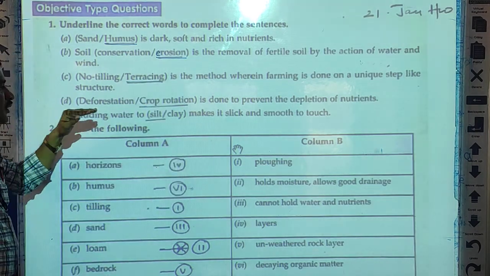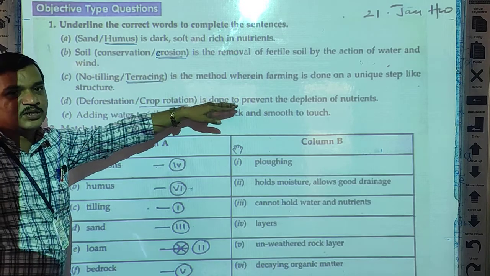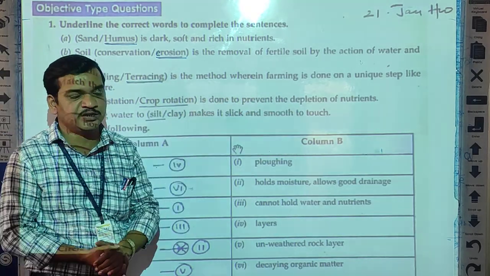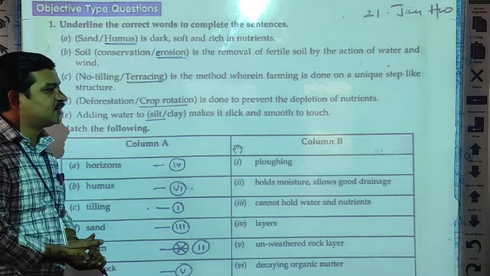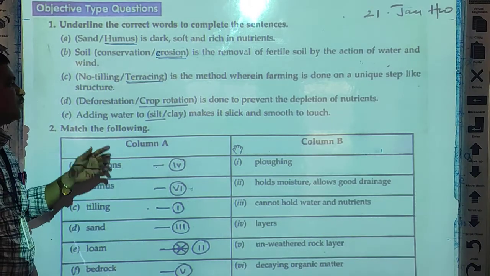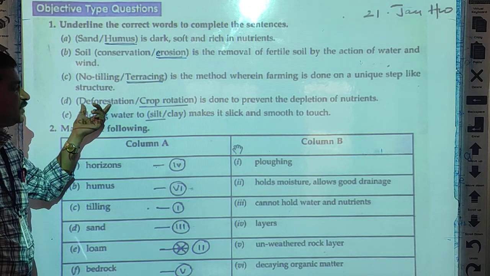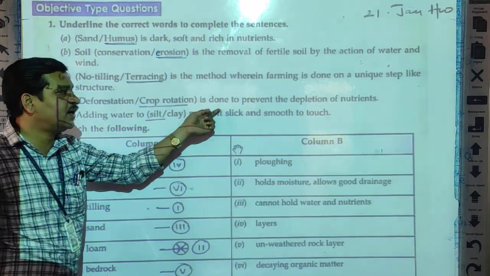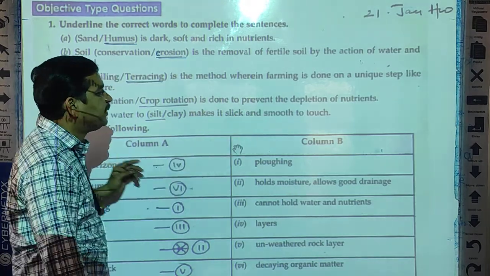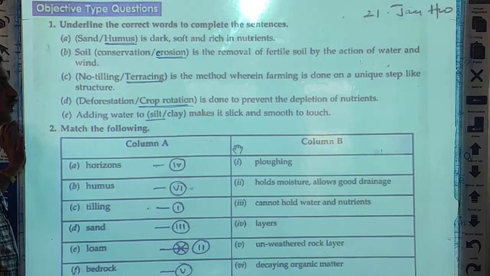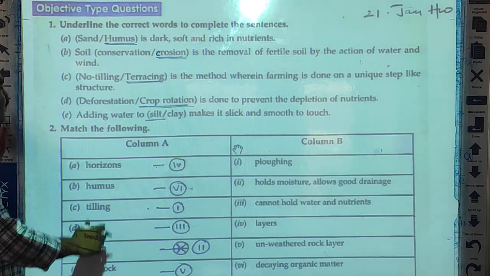Next, dash is done to prevent the depletion of nutrients. Depletion is decrease. So what is done? Deforestation or crop rotation? Crop rotation is done to prevent the depletion of nutrients. So you can underline crop rotation. Okay students.